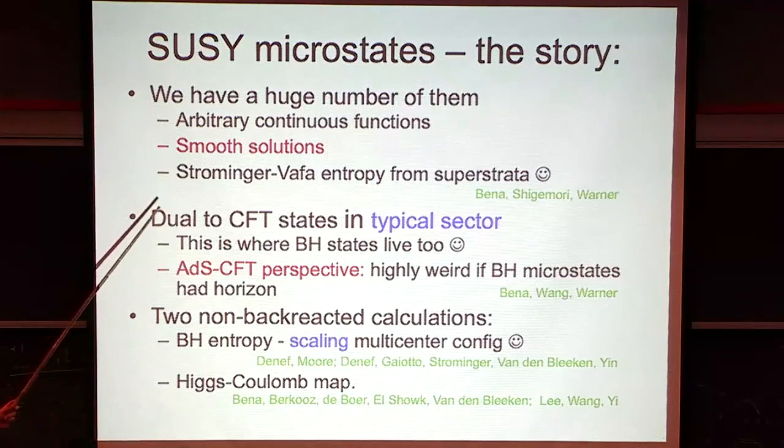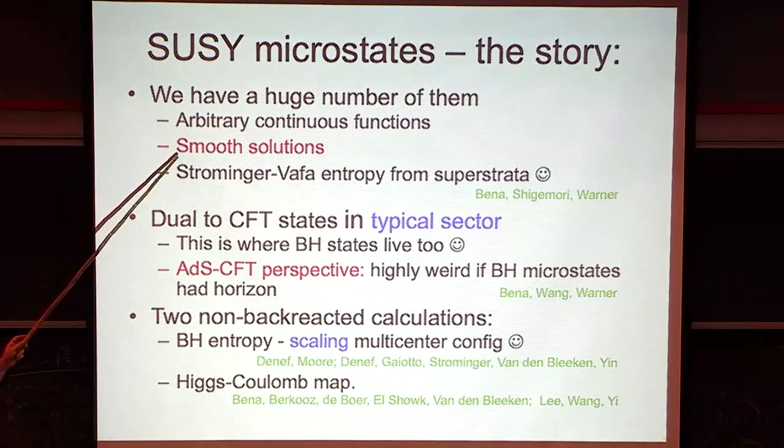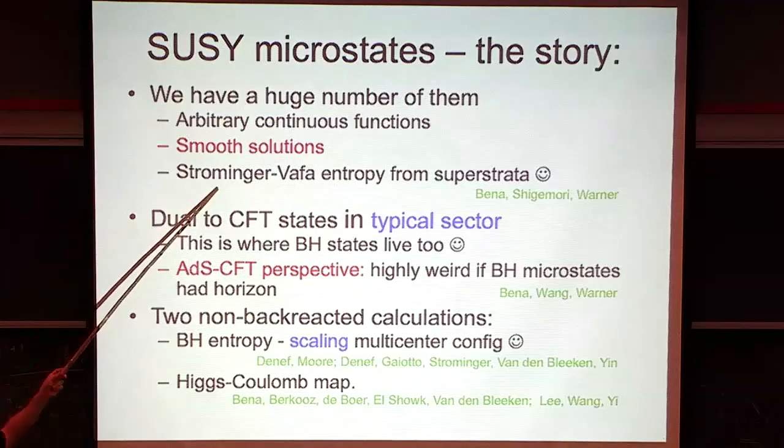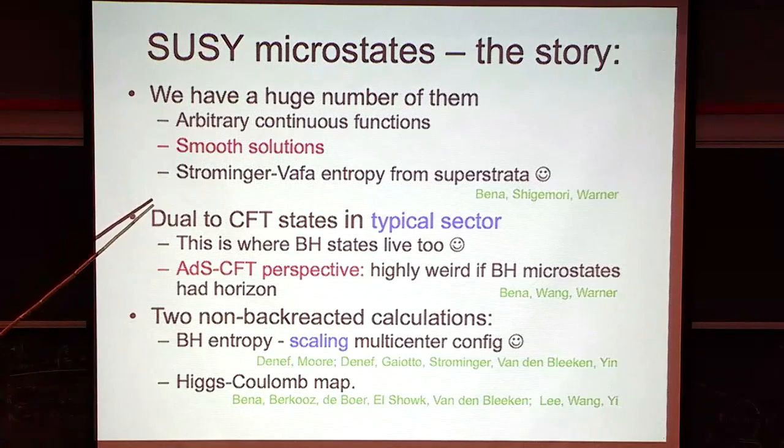Again, I have q to the 5 quarters fully back-reacted solutions, which I can write down on paper. They depend on continuous functions. They are smooth, and if this superstrata exists, which again I'm pretty sure it exists, it actually gives me the Strominger-Vafa entropy on the nose with all the right factors. So that's one thing.